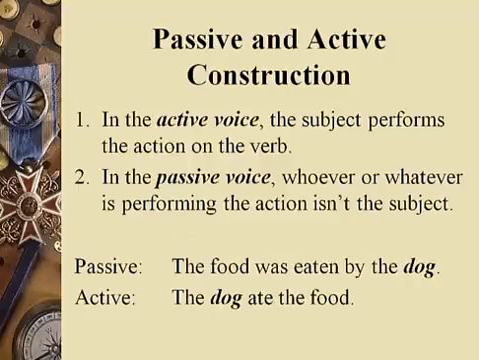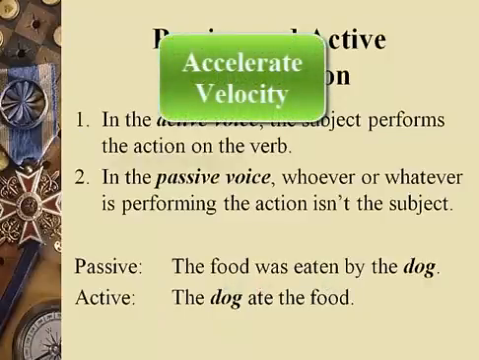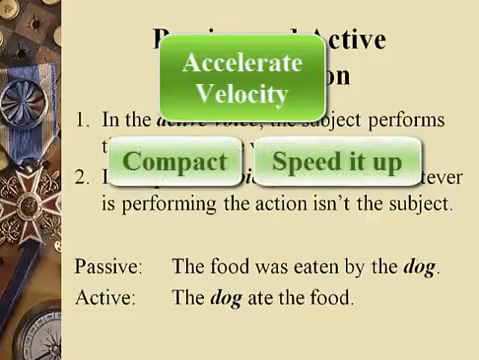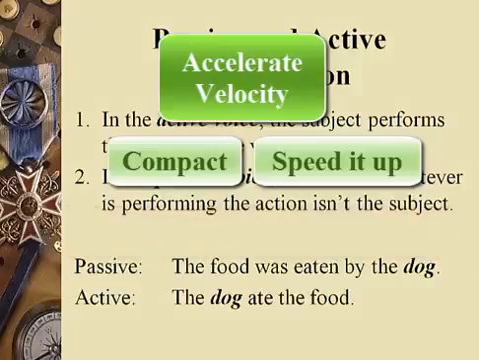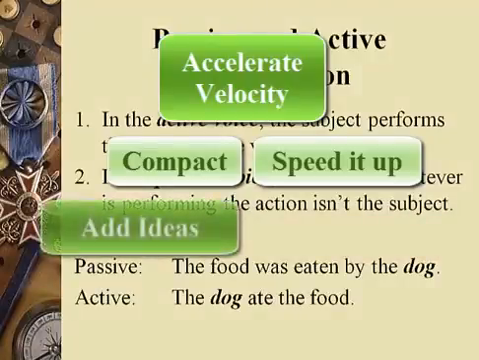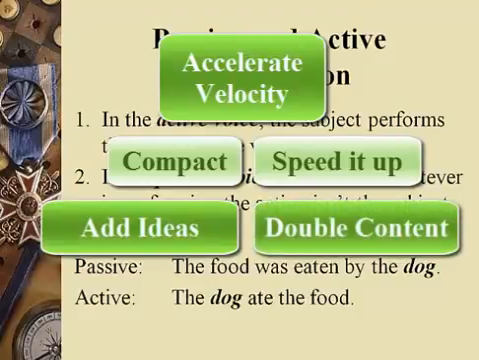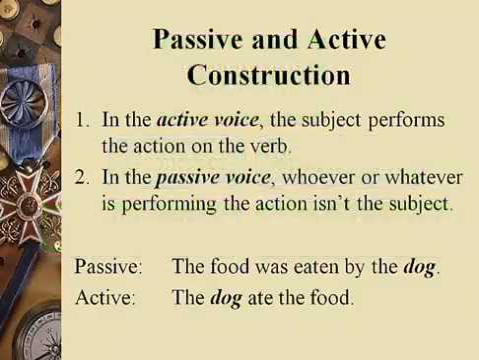And this means that we go into the process of repairing slovenly or poor writing, and all you need to do is take that word dog and have it perform the action on the verb by putting it at the beginning of the sentence. The dog ate the food. What happens when you move sentences into the active voice is that you accelerate the velocity of the text. You compact it, you speed it up, and some people counterintuitively think that this actually means you're not generating enough text. The truth of the matter is, when you get into the active voice and accelerate the velocity of your text, you can add ideas and double the content, basically, of what you're writing.